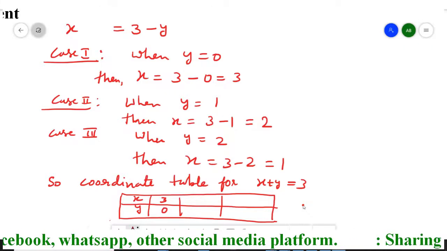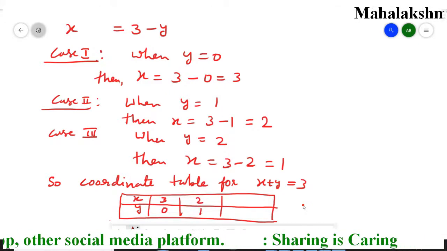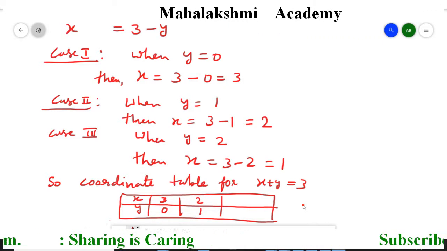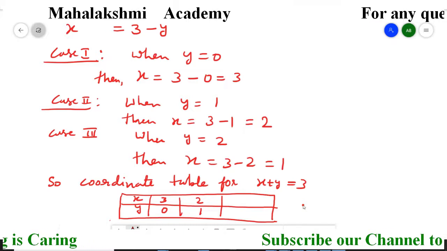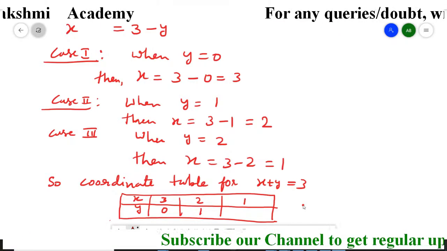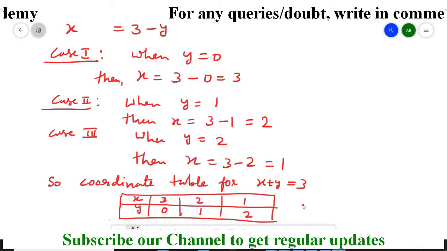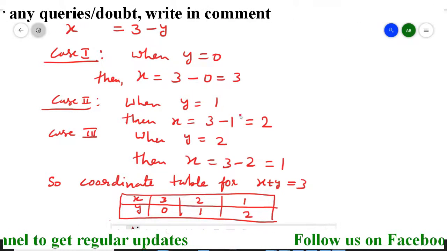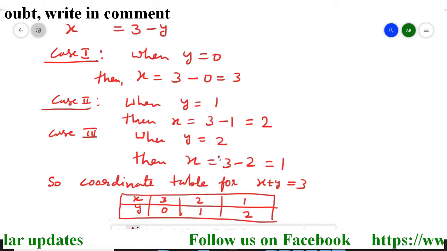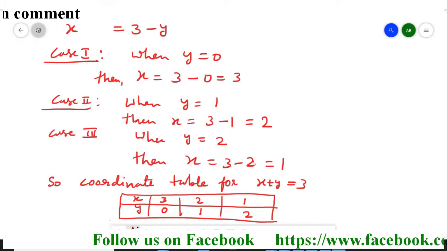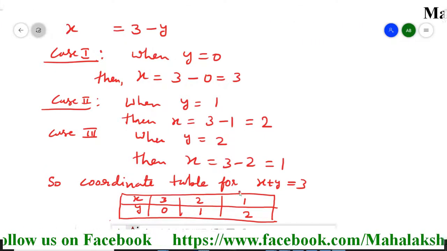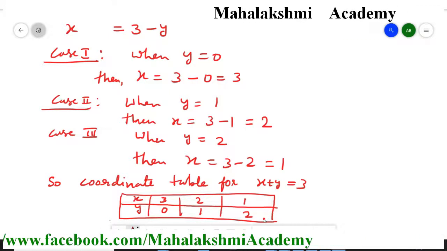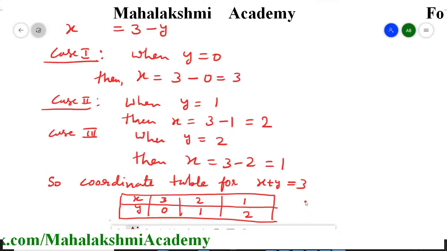In the second case x is 2 and y is 1. In the third case x is 1 and y is 2. So here in the second case y is 1 and x is 2, and in the third case x is 1 and y is 2. So be very careful while entering the data here. So we got the coordinate table for the first equation.